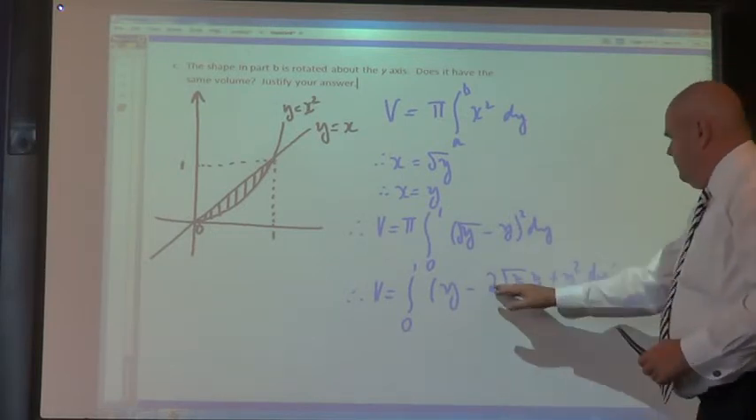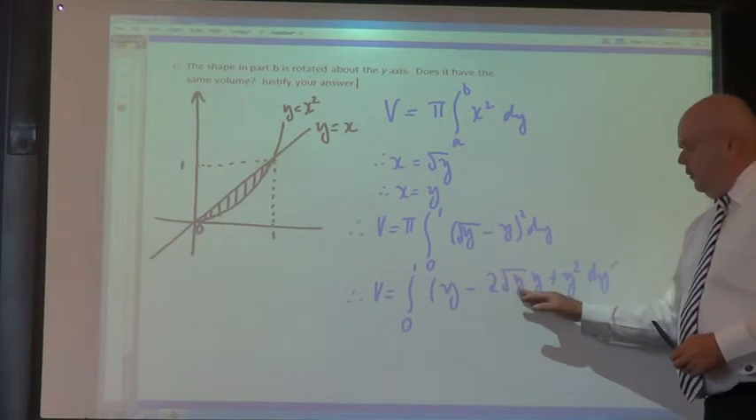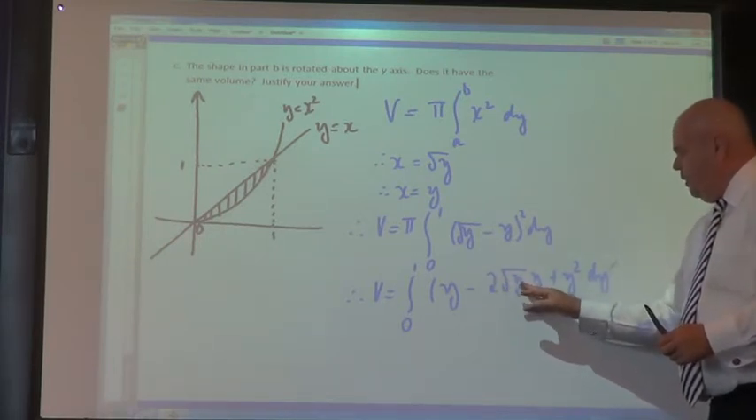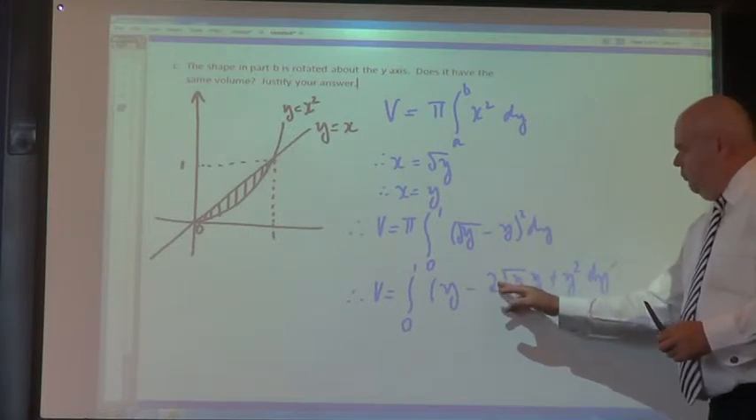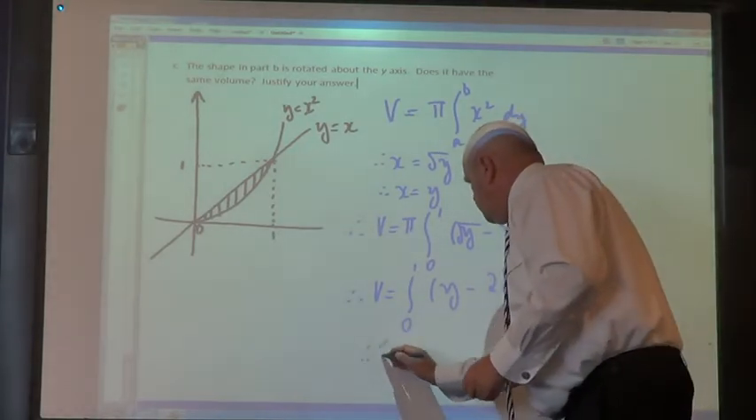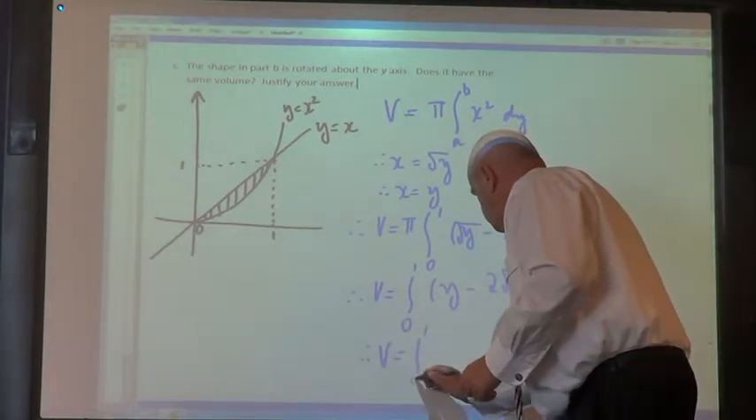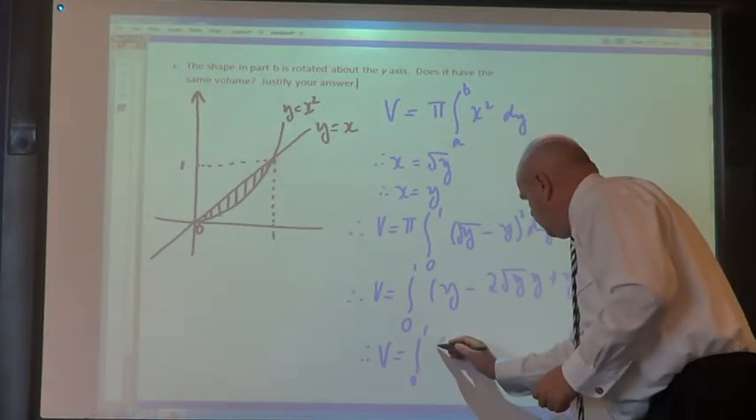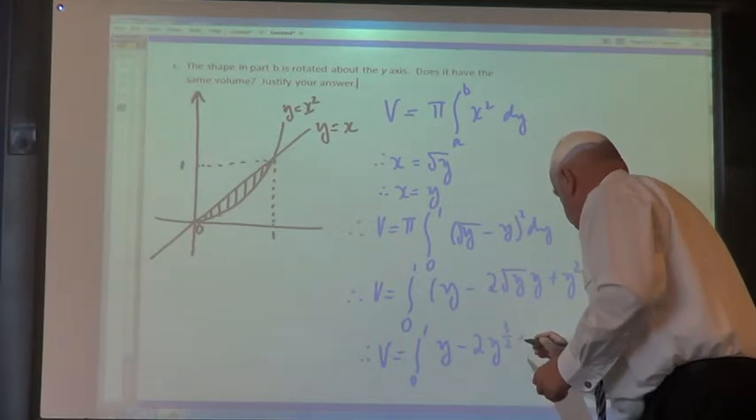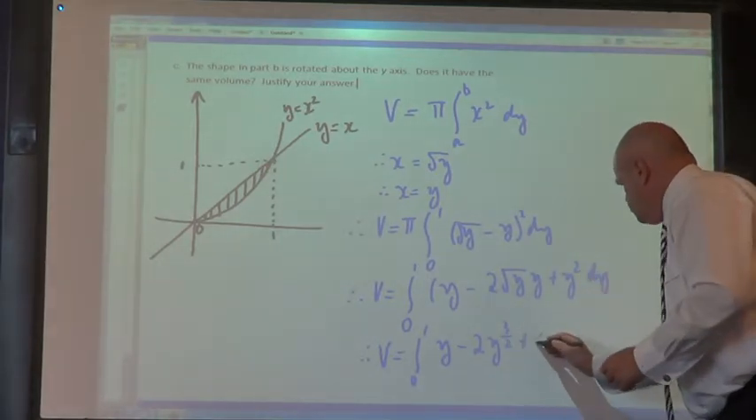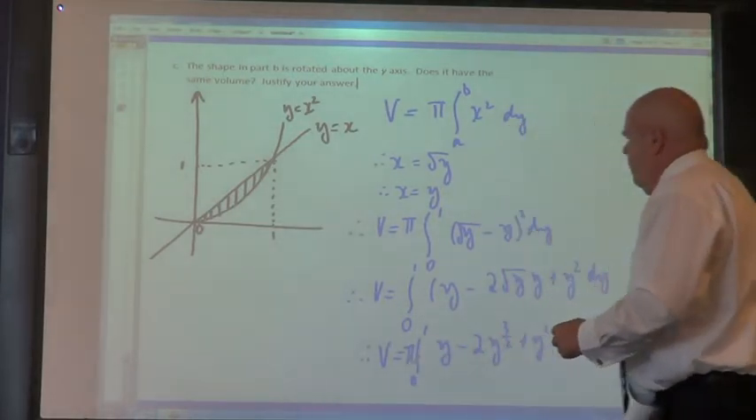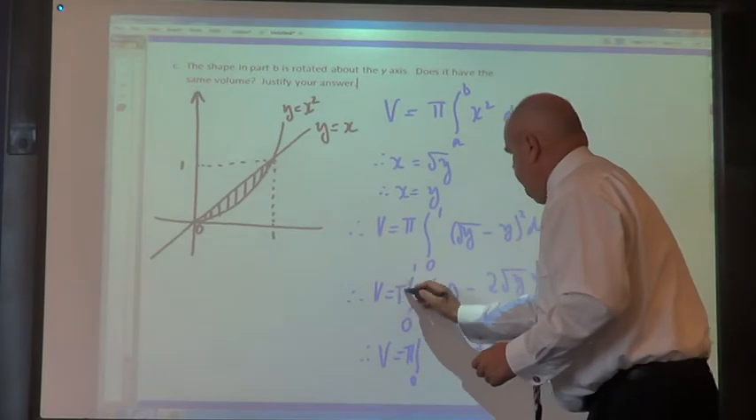Now let's have a look at this. It's not in what I'd call calculus friendly form. 2 square root of y, well that's y to the power of a half, isn't it? Times y, that's going to give me 2 times y to the power of 3 on 2. So volume, from 0 to 1, of y minus 2 y to the power of 3 on 2 plus y squared dy. And once again, I left out the pi, but it's back in now.